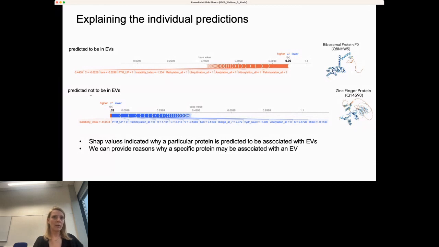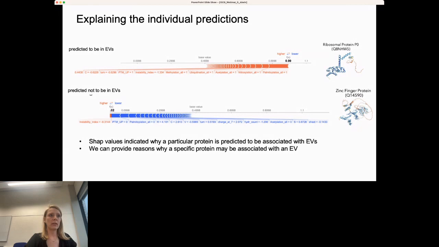On the other hand, here we have another protein that is very unlikely to be associated with an extracellular vesicle, and we see that the majority of the post-translational modification sites are actually down in this case. So you can really look at the value and see in which direction it is pushed. All right, so that is a little bit on explaining and also understanding why a model makes specific predictions.